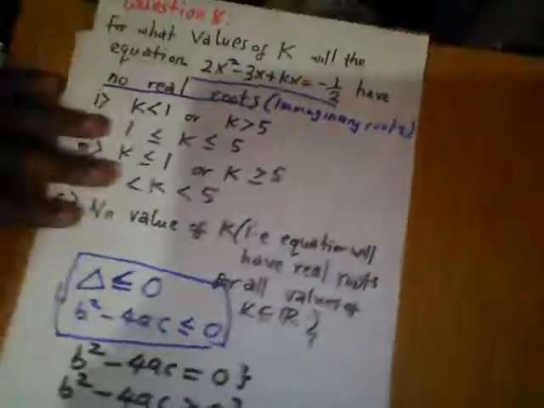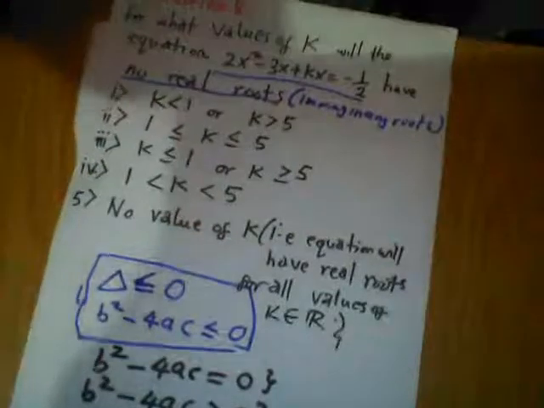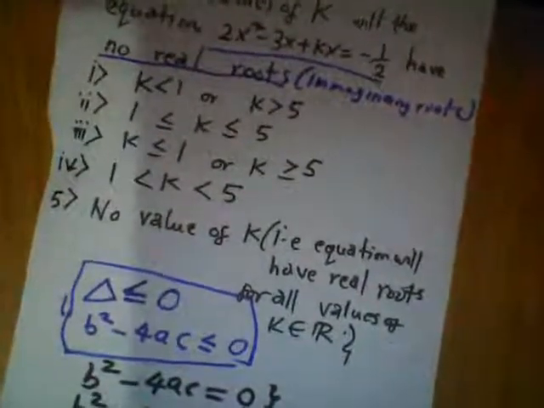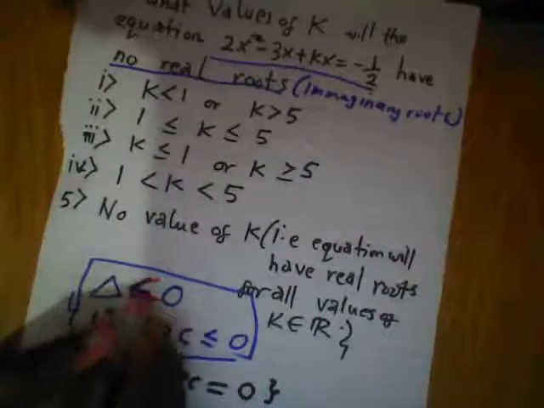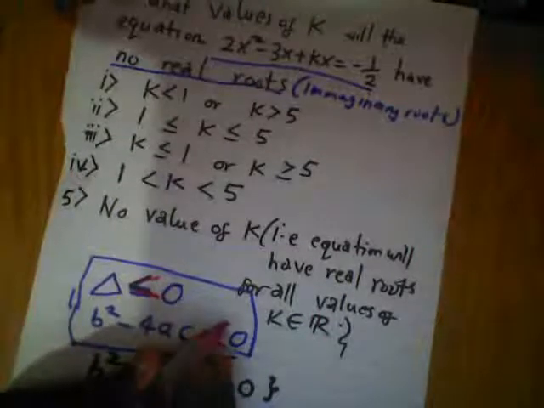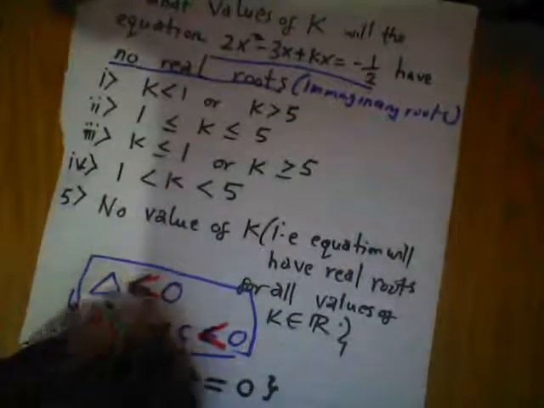I was wrong here, my apology, I sincerely apologize. This is not less than or equal to, it's just less than 0. So it's less than 0 for no real roots, okay? I've corrected it here. So okay, let's substitute now.